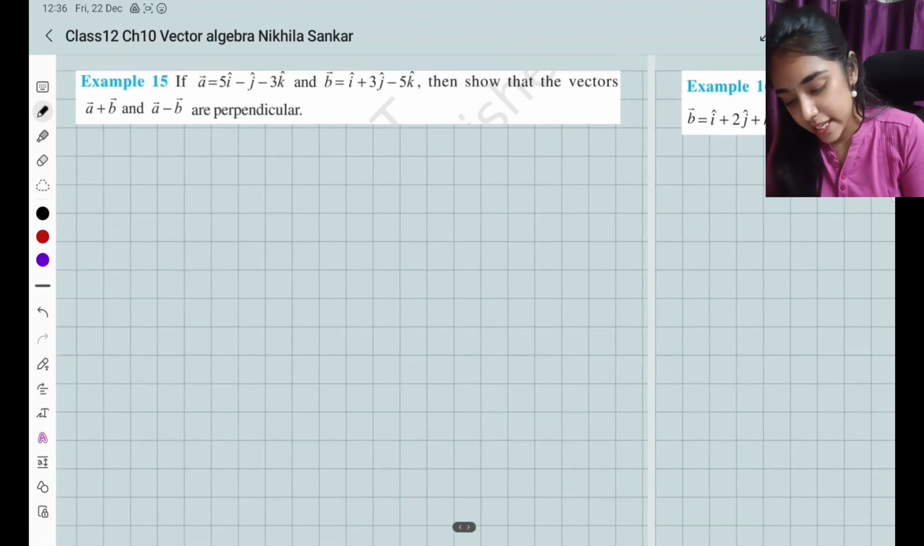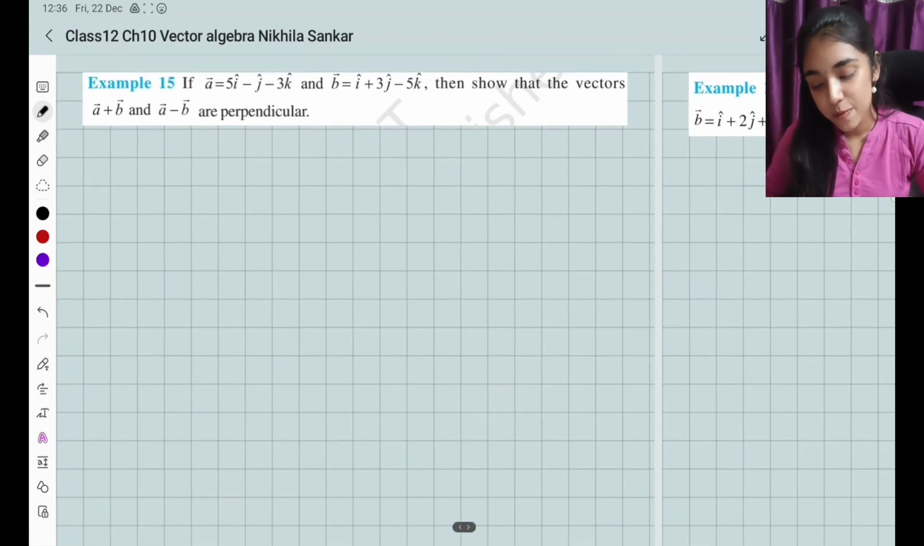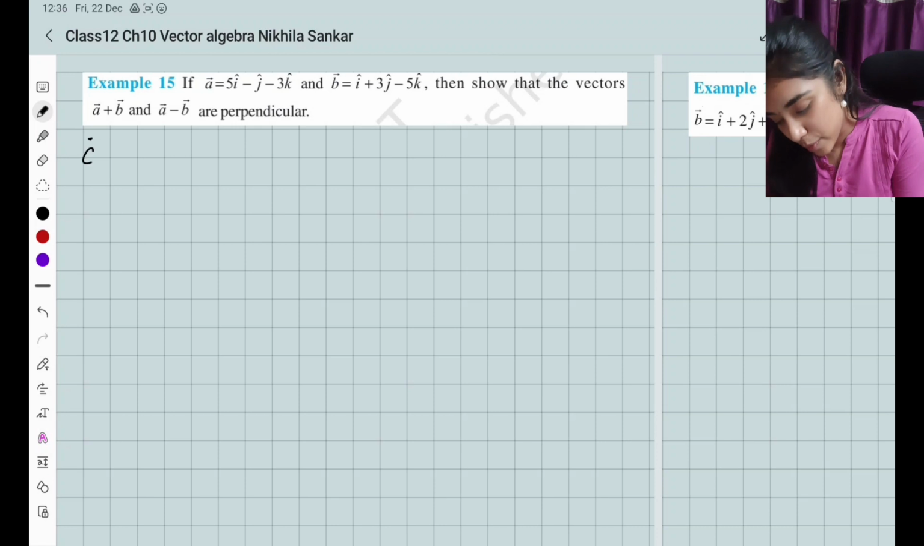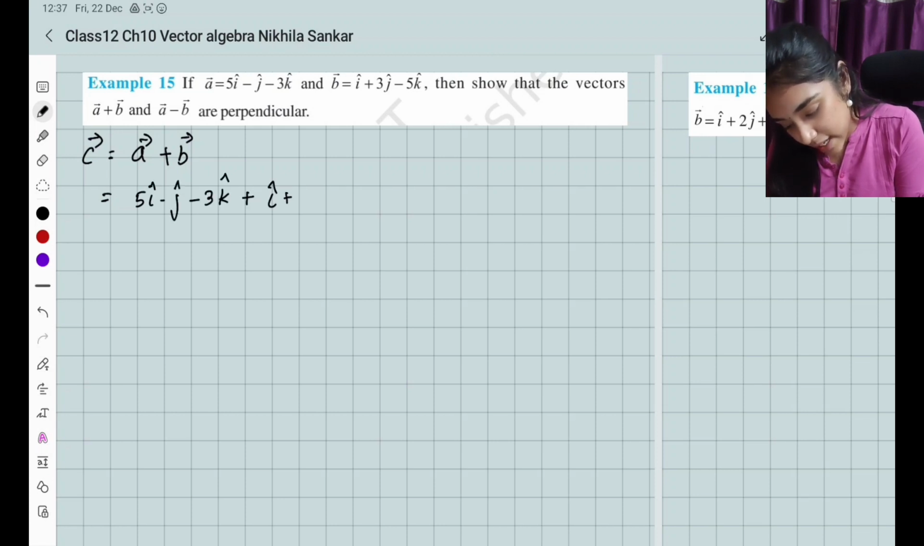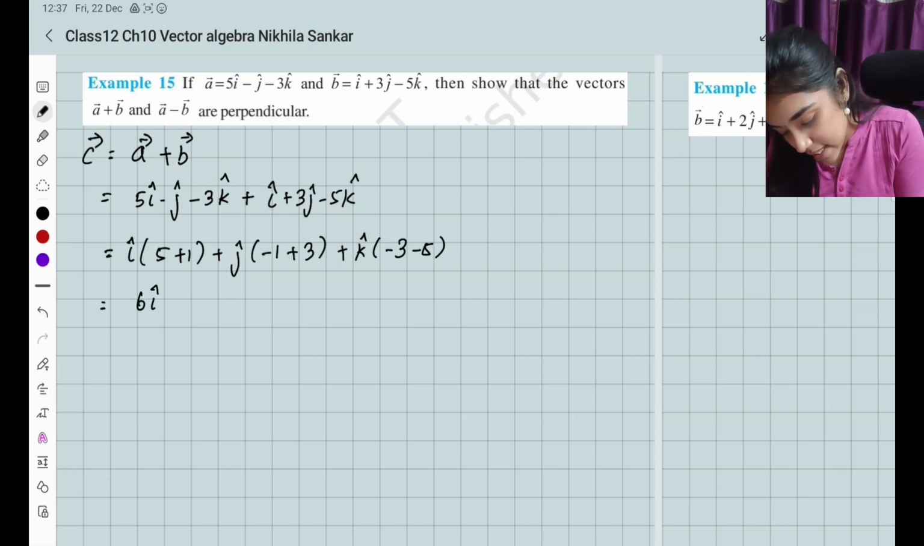Example 15. If A and B are given, show that A plus B and A minus B are perpendicular. Okay? So now I take vector C as A plus B. So when I find this, I have 5i minus j minus 3k plus I cap plus 3j cap minus 5k cap. When I club the I terms, I have 5 plus 1, plus for j, minus 1 plus 3, plus for k, minus 3 minus 5. So in the end, I'm going to have 6 I cap plus 2 j cap minus 8 k cap. So this is going to be C.